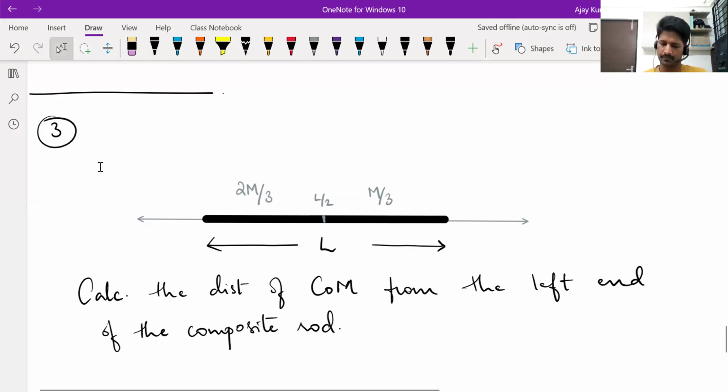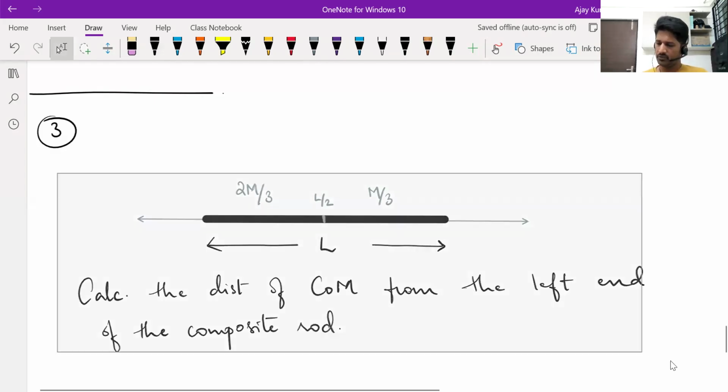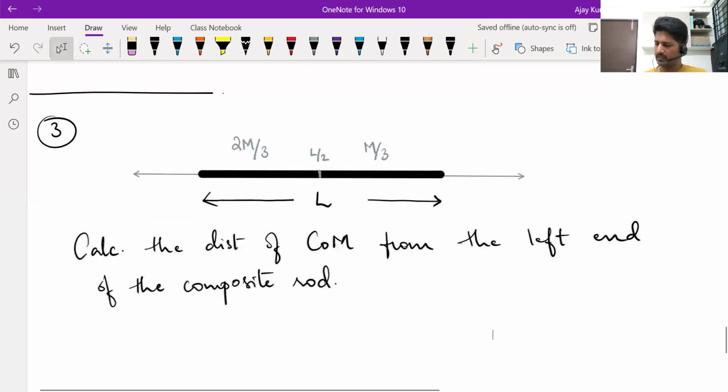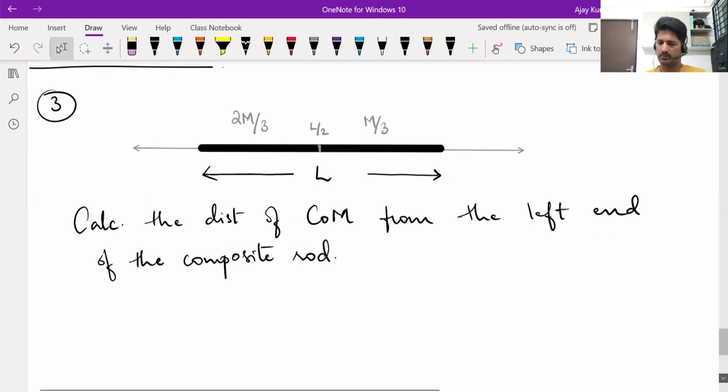Try this, all of you. Composite rod means rod made of different materials. Okay, left half is made of one material, right half another material. So I'm calling it a composite rod.